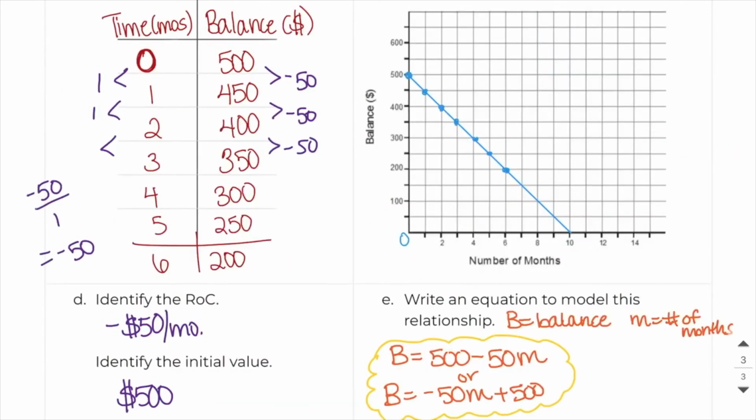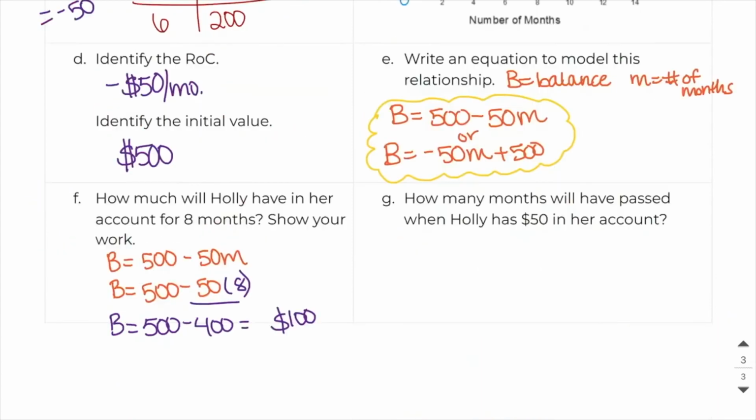Now let's look and see. After 8 months, is it really true that she has $100 left in her account? Absolutely. And then the last question, how many months will have passed when Holly has $50 in her account? This time the 50 will go in for her balance. So I'm going to say 50 equals 500 minus 50M.